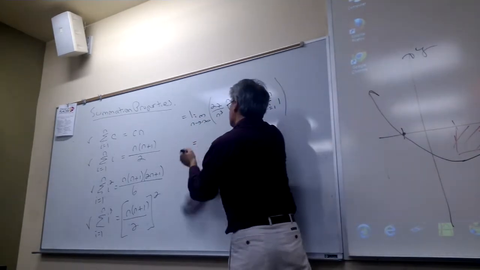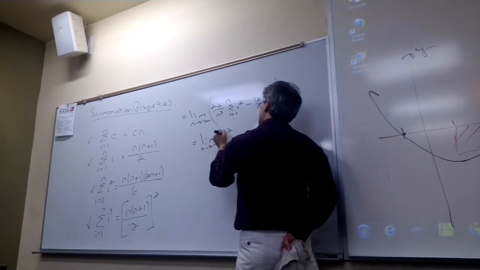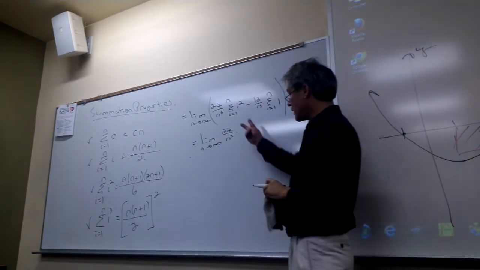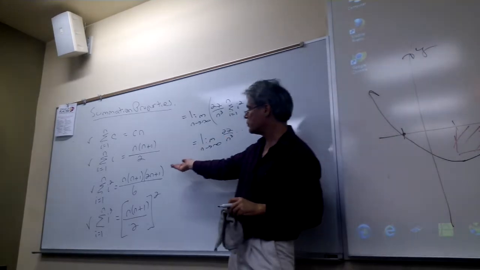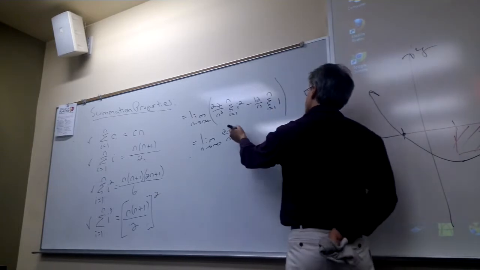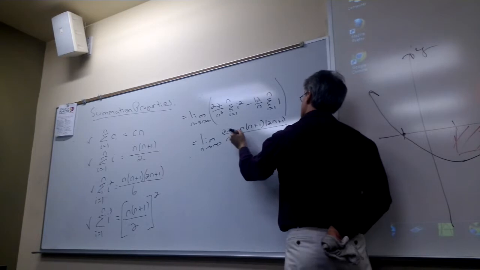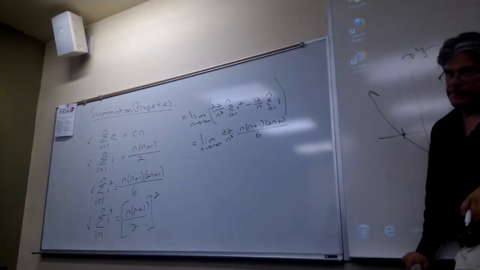That's going to leave me with the following: the limit, as n goes to infinity, of 27 over n cubed times something. Take a peek at the something. We just proved that it's equivalent to n times n plus 1 times 2n plus 1, all over 6.